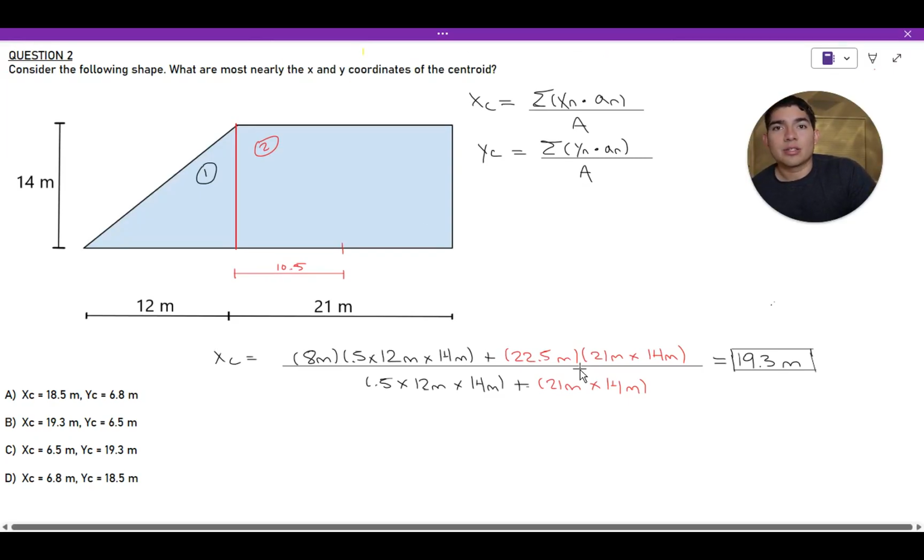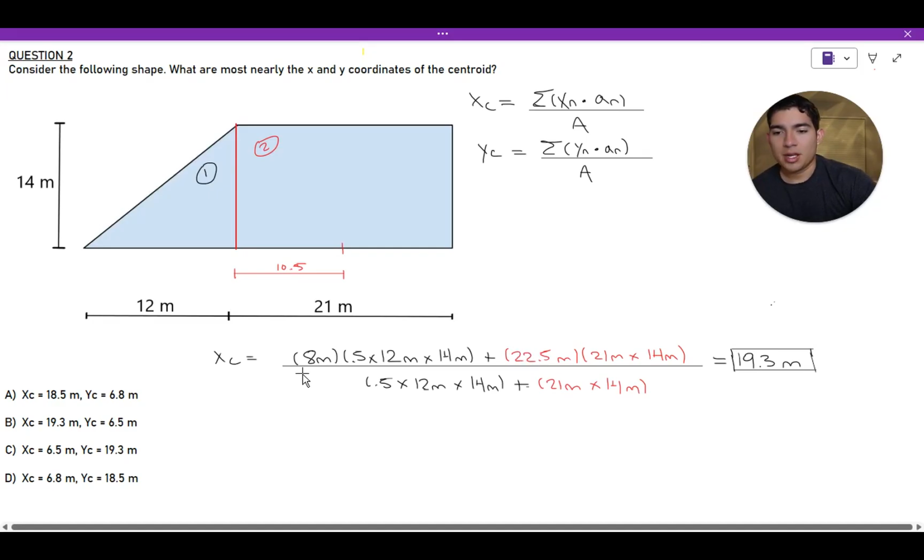Now let's go ahead and solve for the y coordinate for the centroid of this entire shape. So if you take a look at the formulas, you'll see that they're actually exactly the same for x and y coordinates of the centroids. The only thing that we need to change is this 8 meters and this 22.5 meters.